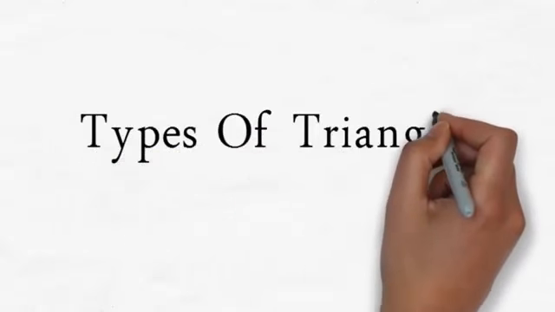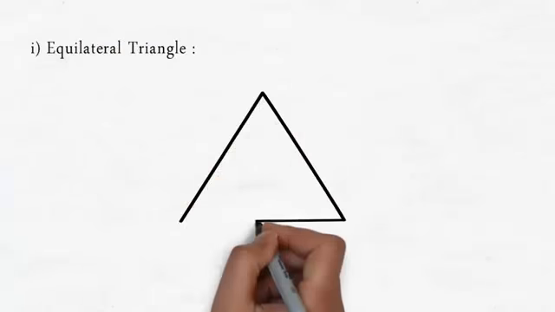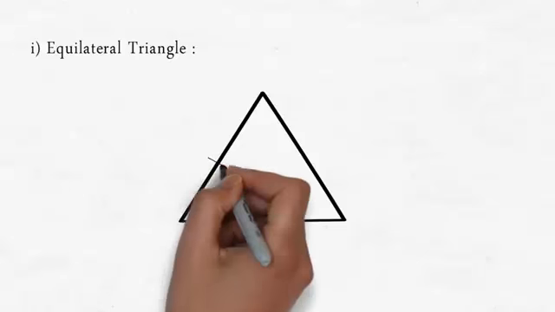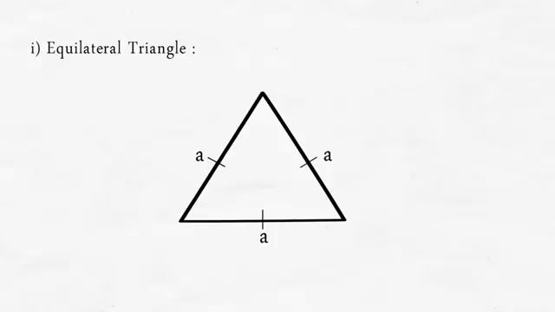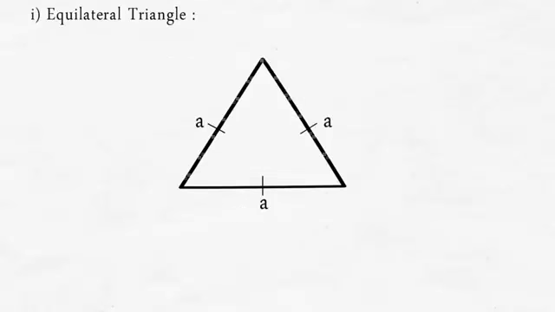Types of triangles. Triangles are classified on the basis of their sides and angles. Based on the congruence of the sides, the triangles are classified into 3 types. First, equilateral triangle. If all the 3 sides of a triangle are congruent, then the triangle is called an equilateral triangle.